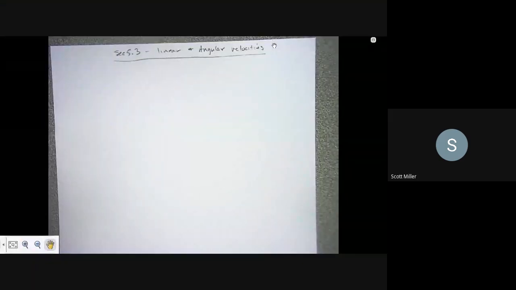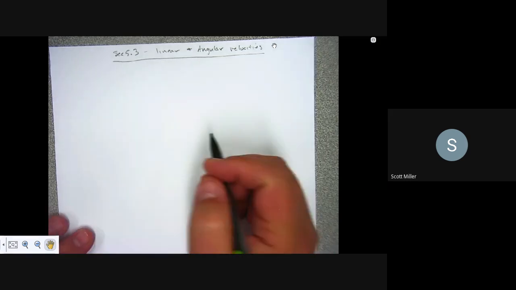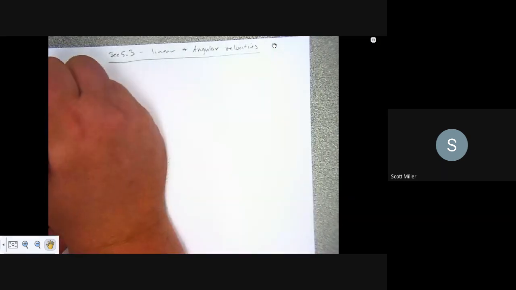Okay, so today we're going to be looking at linear and angular velocities. If you're in class, you saw a little video introduction to this, the carousel video. And from there, we learned that there are two types of velocities. There is a linear velocity and there is an angular velocity. So what are these two things? Let's look at linear velocity.